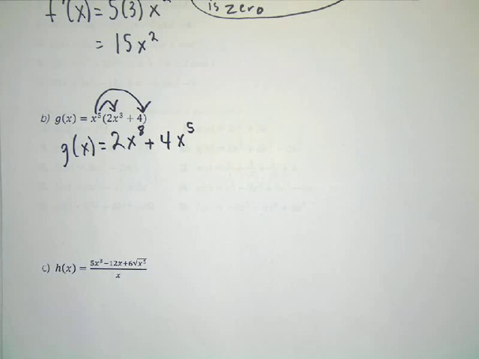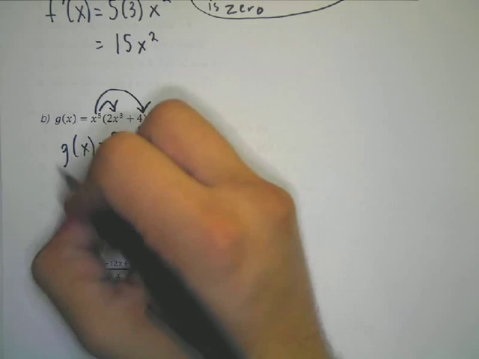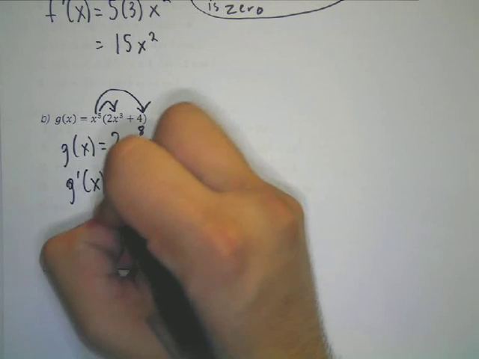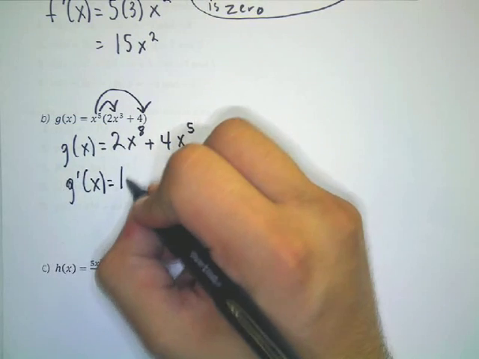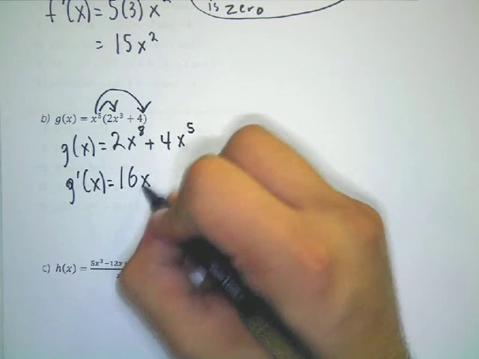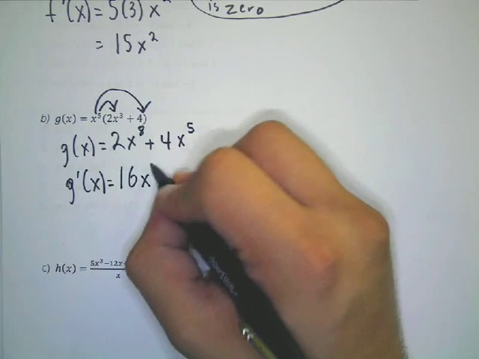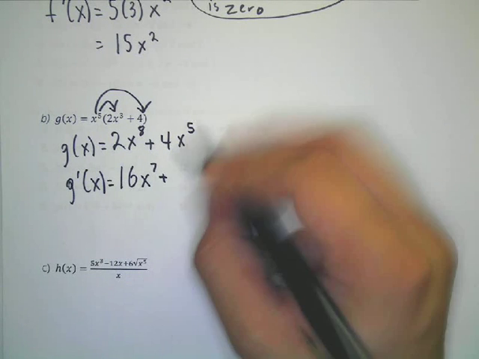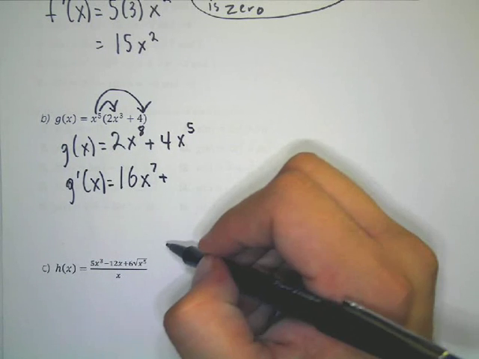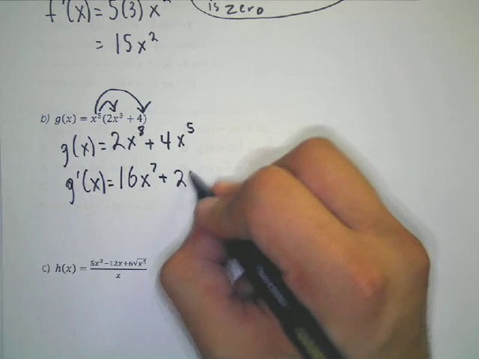And now we can do the derivative. So at that point, it's simple. You just say 8 times 2, which is 16, x to the what? 7th. Plus, what is this one going to be? 20x to the 4th. Good. Exactly.